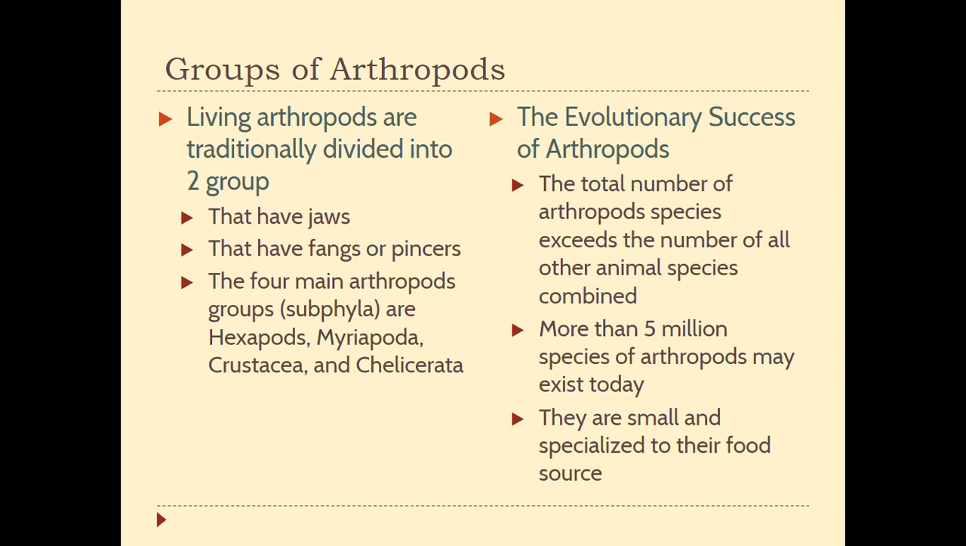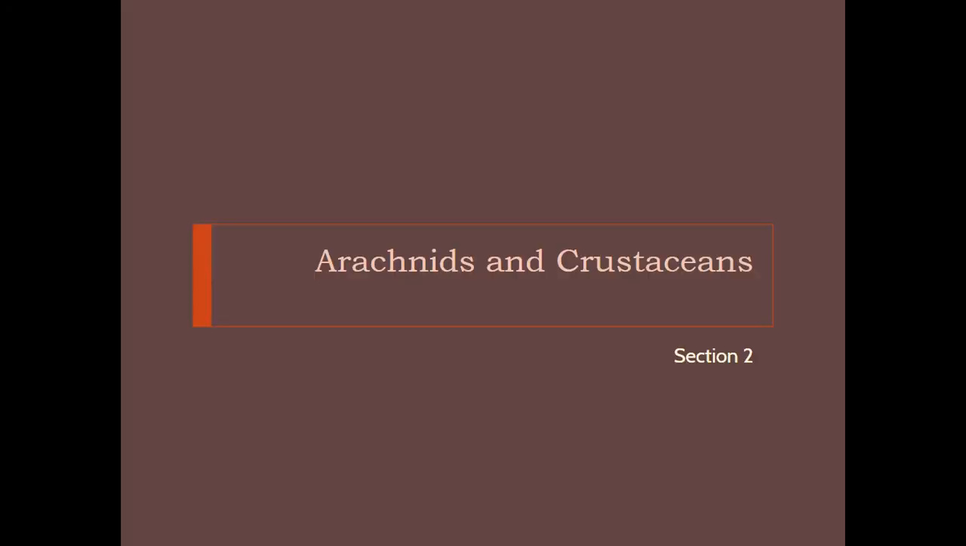So when we start talking about the success of arthropods, the total number of arthropod species exceeds the number of all other species combined. There are more than 5 million species of arthropods that exist. And if we think about this, there's more bugs on this earth than there are anything else. Anything. And that's all arthropods. They are very specialized for the food that they're going to eat, and they're extremely important to the environment.